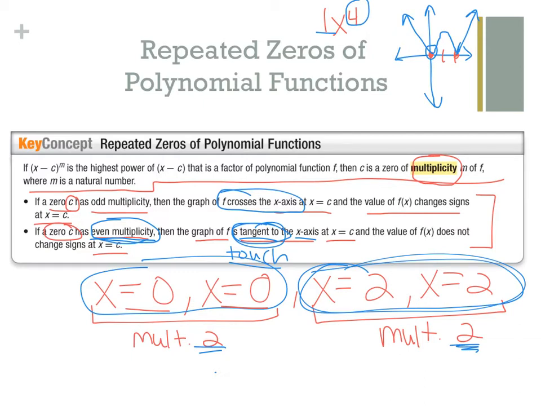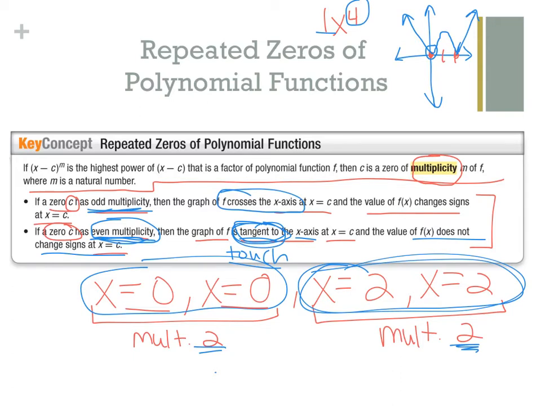So odd multiplicity zeros actually cross the x-axis, and even multiplicity zeros actually just touch. This whole word tangent means touch. We're tangent to the x-axis there because we just touch the x-axis and then bounce off of it and go back in the direction we came from. And they also say that the function does not change sign, meaning that the y-coordinate doesn't change from negative to positive or vice versa there.